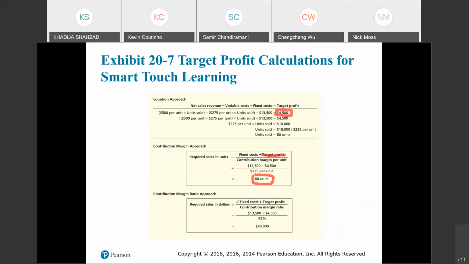Using the last approach, the contribution margin ratio approach, same thing. We replace the target profit here from 0 to $4,500. We can get the targeted net sales revenue to be $40,000.